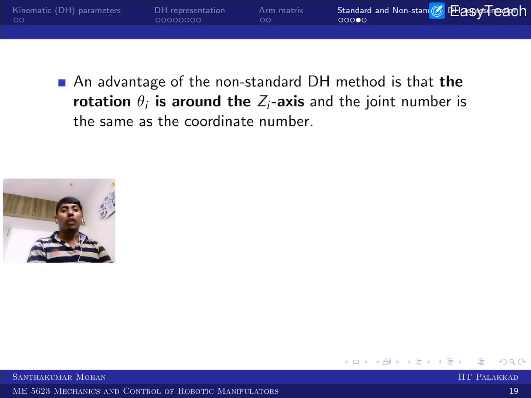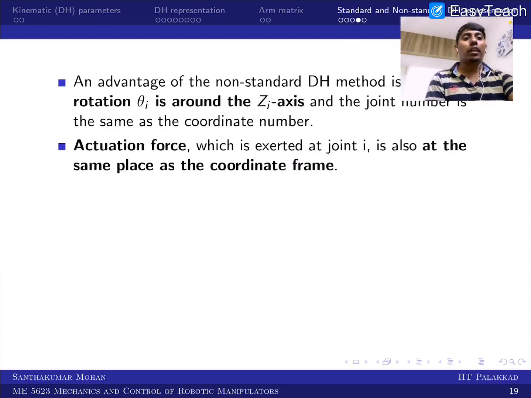So the advantage of the non-standard DH method is the rotation theta I around z I. That is one of the easiest. You fix the motor, that is the first joint, first motor, whatever it is, and you can directly give it to your actuator. Whereas if you are using the standard form, you take the I minus 1th motor, but you say ith rotation. So it is a little bit confusing, right? When you are applying the control logic, the actuation force would be on joint I, but the coordinate frame would be the previous frame.